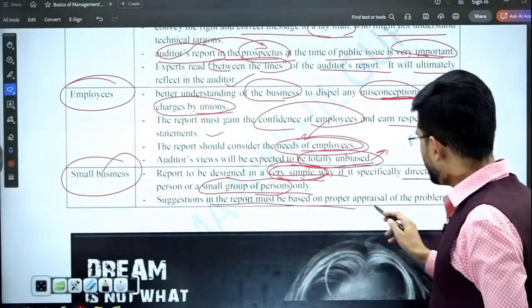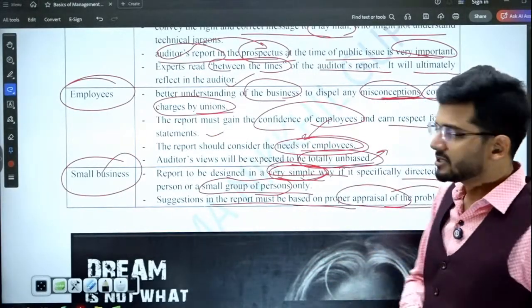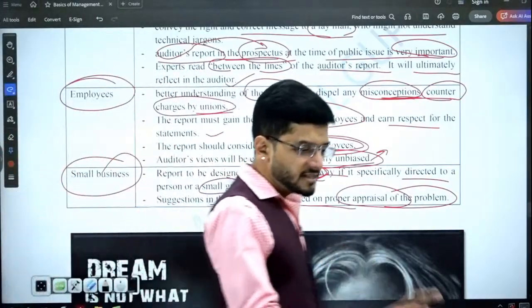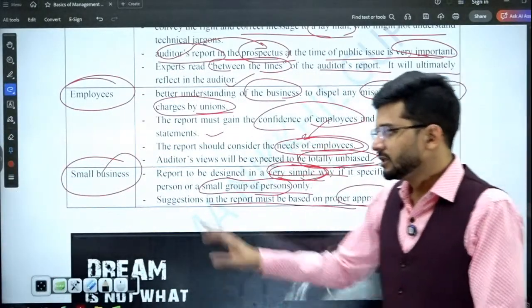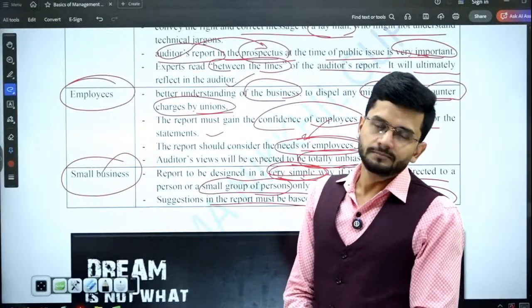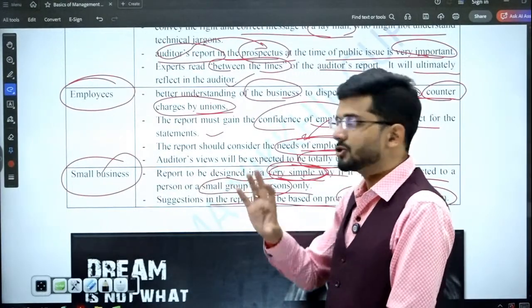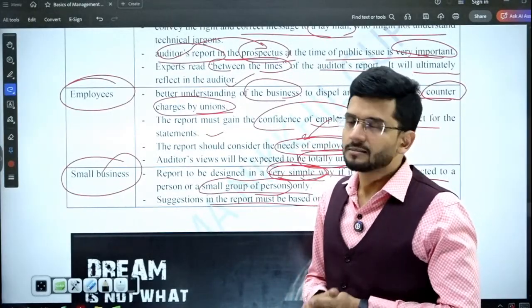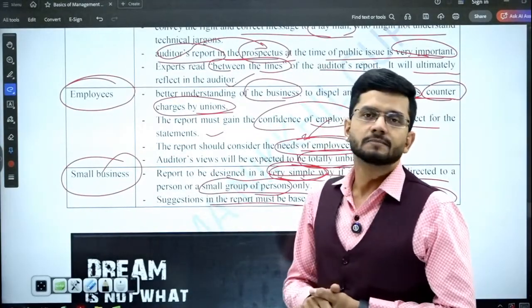Then suggestions in the report must be based on proper appraisal of the problem. The suggestions should be absolutely based on the problems, whatever problems are being faced by the business, and what the solutions are. So small business reports should be particularly made in a very simplistic way. A very simple report is expected by a small businessman.